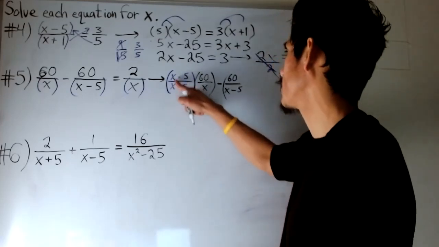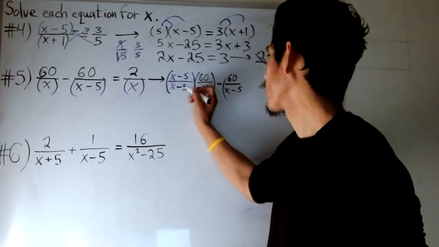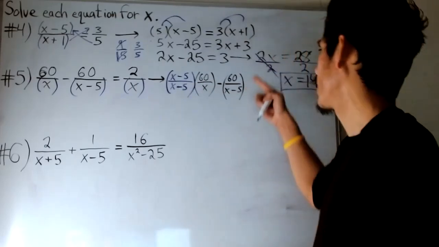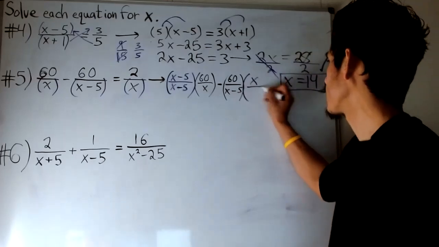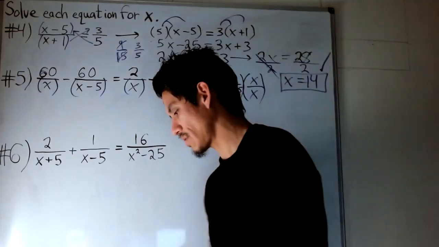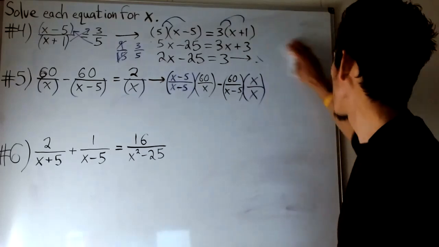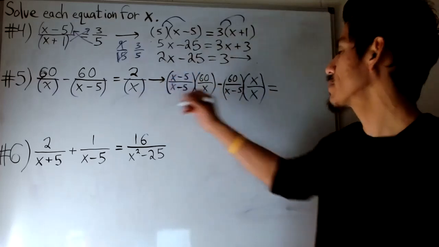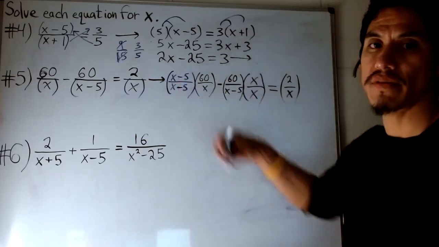Oh, no, this should be an x minus 5. That was my mistake. X minus 5. And now for this group, we're going to multiply by x over x. And what I'm going to do, a magic trick here. I'm going to make the other problem disappear. Pretty cool, eh? And then 2 over x. We're going to multiply that by x minus 5 over x minus 5.